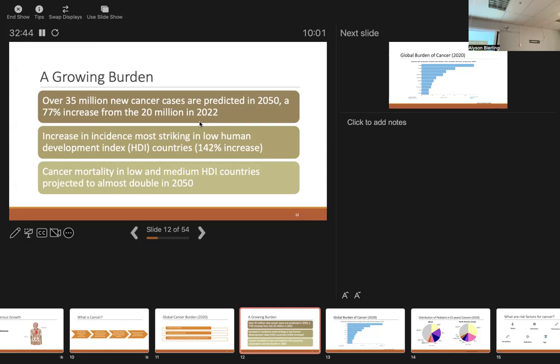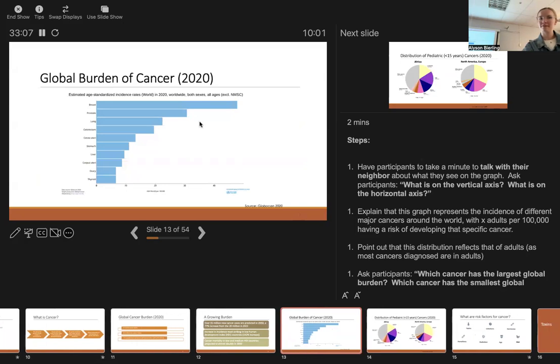And additionally, the cases of cancer are going to increase, but also the deaths from cancer are going to increase. So cancer mortality in low and medium HDI countries is projected to almost double in 2050. Great.